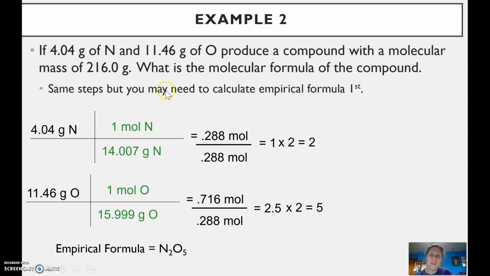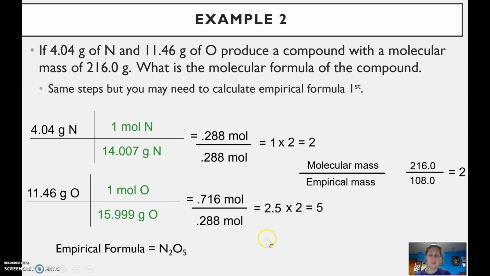Now you still have to take this number in the problem and figure out the molar mass of this guy first, and then divide by the molar mass. I did that already: 2 times 14 plus 5 times 16, that's what that is. So the molecular mass divided by empirical mass is 216 divided by 108, and that's 2 times bigger, so that 2 is multiplied by each of these elements, so N4O10.